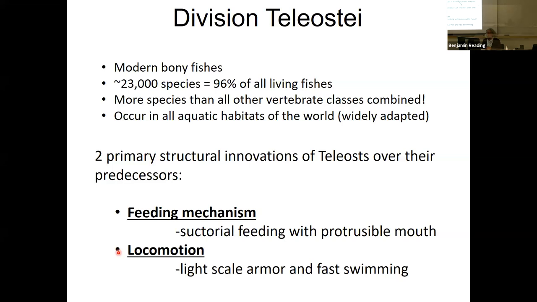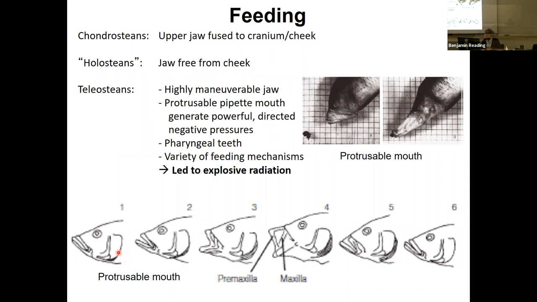So when we say pipette feeding, we told you the chondrosteans, like the sturgeons, have jaws fused to the skull. The holosteans have jaws free from the cheek, and these are the less derived fishes we already talked about today. The teleosts have a highly maneuverable jaw. We talked about this. When this mouth opens, when this mandible drops down, we see this maxilla push forward and the premaxilla extend out. So that mouth opens and extends forward.